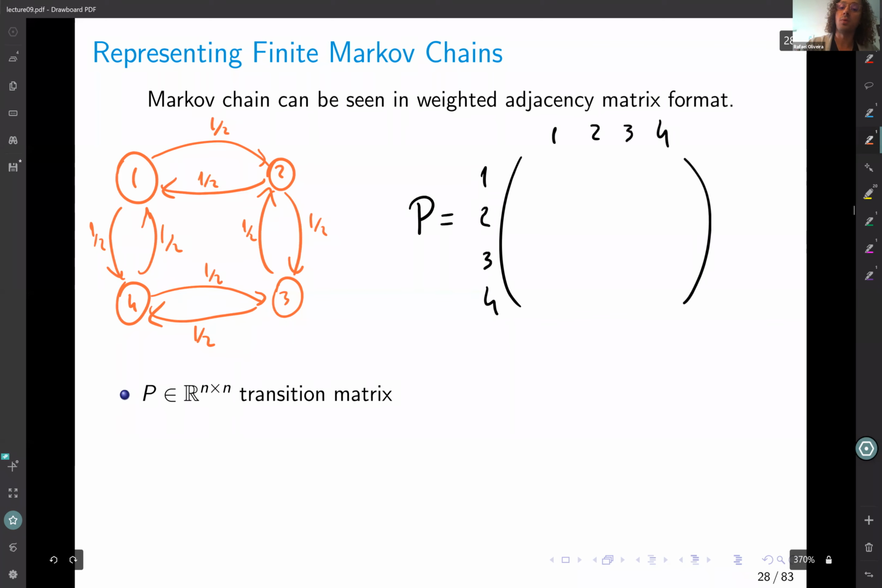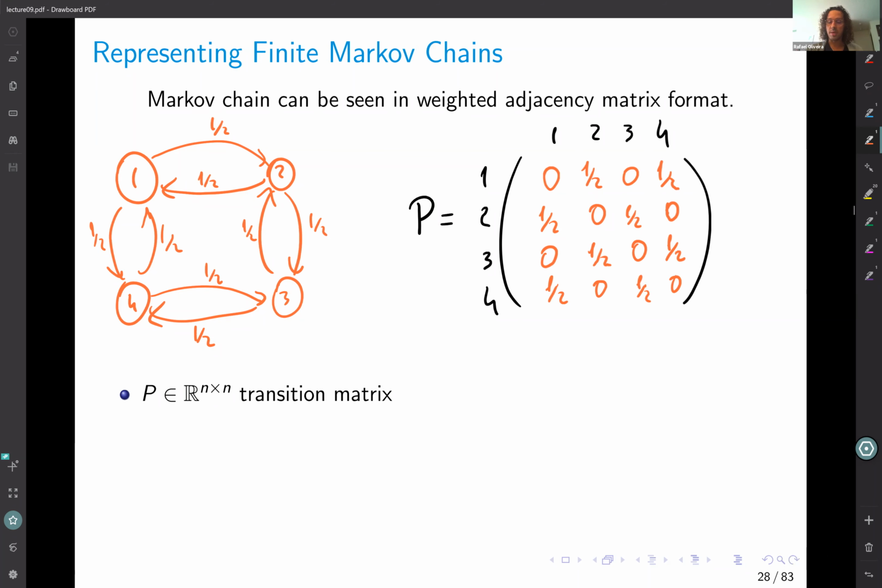So if I go from 1 to 1, I get 0 here. 1 to 2, I have half. 1 to 3, I have 0. 1 to 4, I have half. 2 to 1 is half. 2 to 2 is 0. 2 to 3 is half. 2 to 4 is 0. 3 to 1 is 0. 3 to 2 is half. 3 to 3 is 0 and 3 to 4 is half. 4 to 1 is half, then 0, half, 0. Does that make sense?